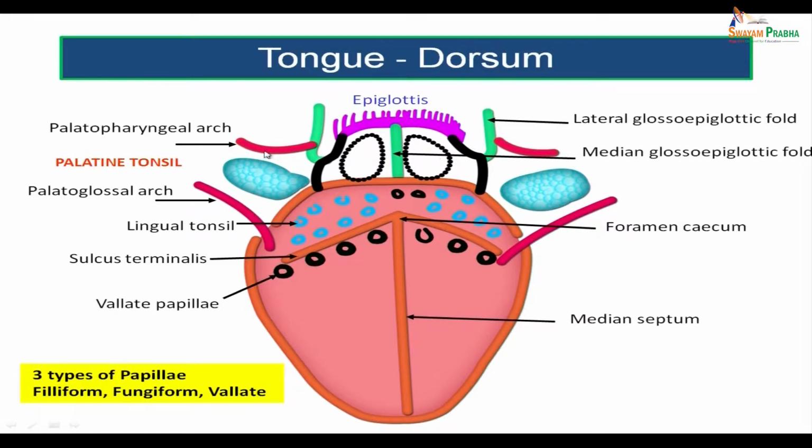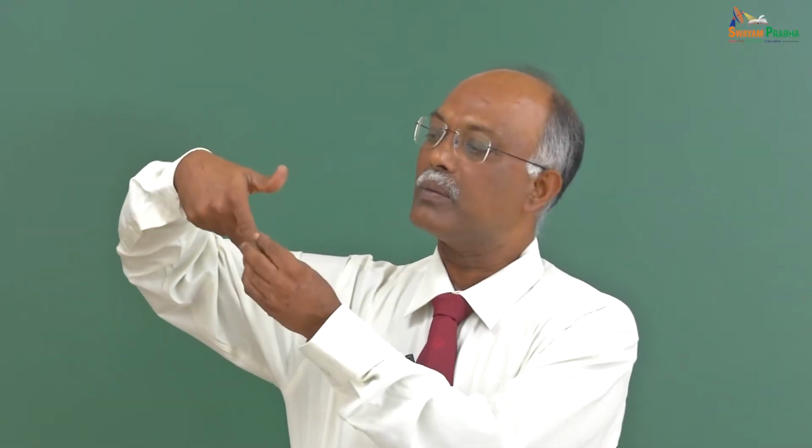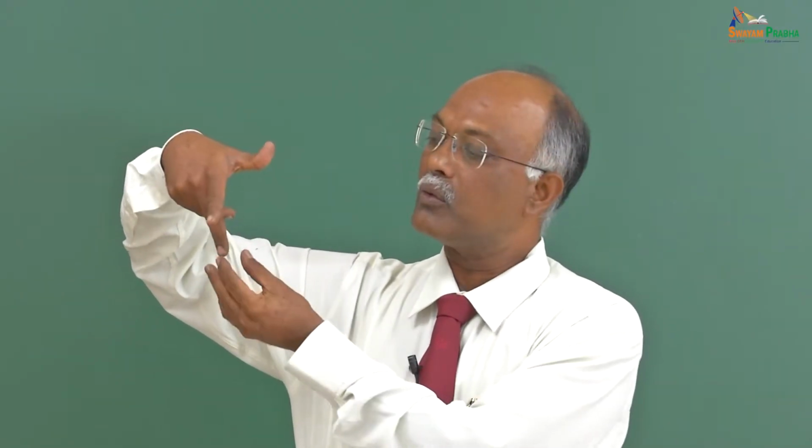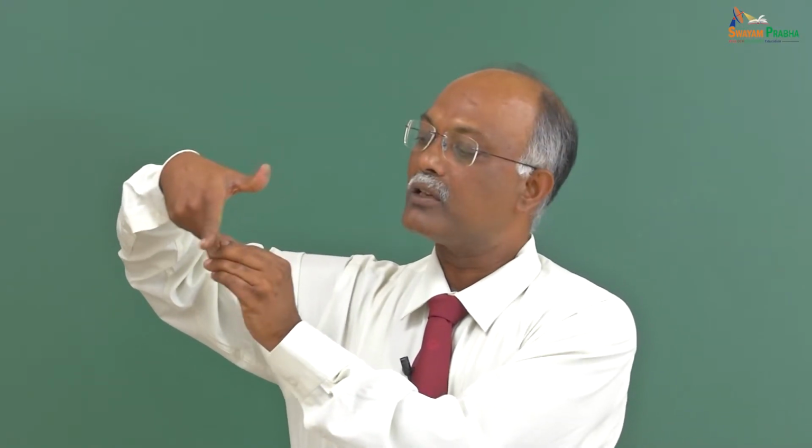Now, look on the posterior surface here. There are two folds which extend from the pharynx to the palate and from the tongue to the palate. This fold, which extends from the pharynx to the palate, is called the palatopharyngeal fold, and this fold, which extends from the tongue to the palate, is called the palatoglossal fold. So, you have two folds or arches like this, one going from the tongue to the palate, one going from the pharynx to the palate. So, this is the palatoglossal fold and this is the palatopharyngeal fold.